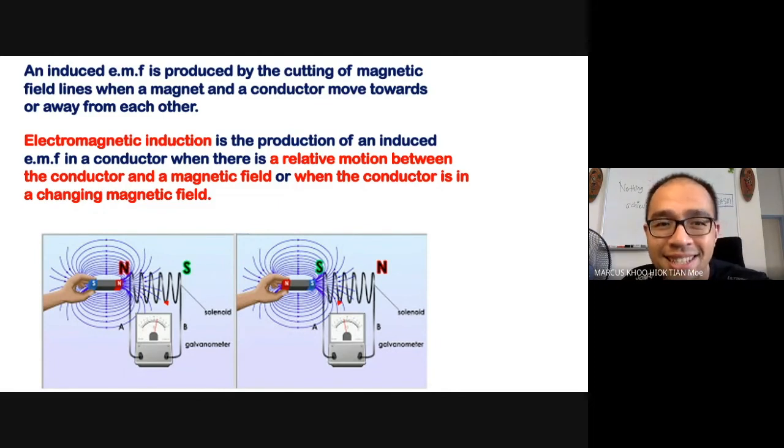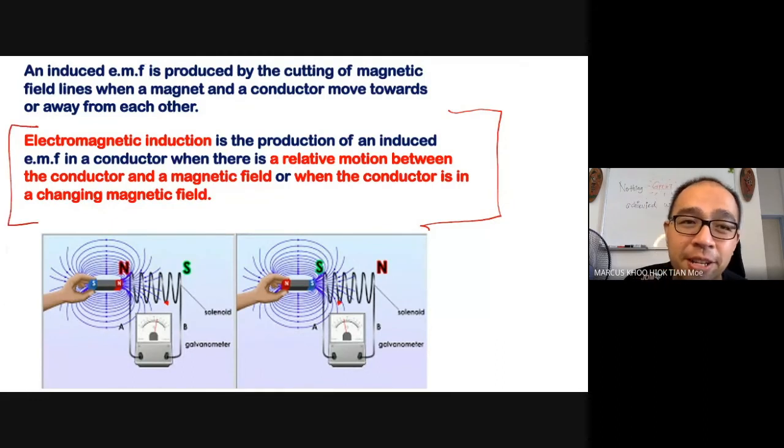This is the definition. The proper definition of electromagnetic induction is this: the production of induced EMF in a conductor when there is a relative motion. What is the condition? Relative motion between conductor and magnetic field, or when the conductor is in a changing magnetic field. The actual definition for electromagnetic induction is this.